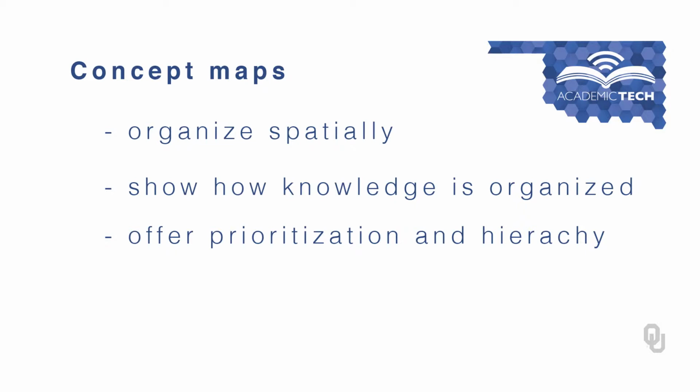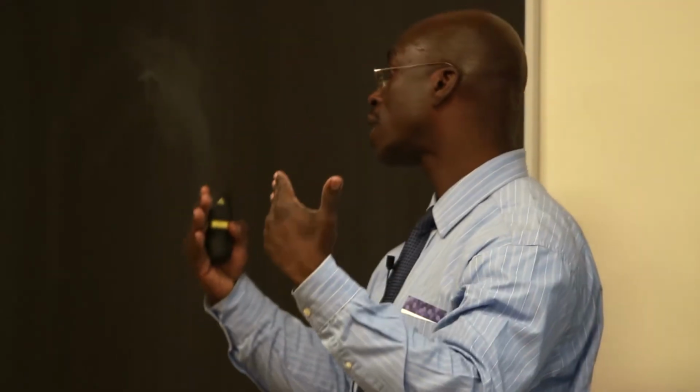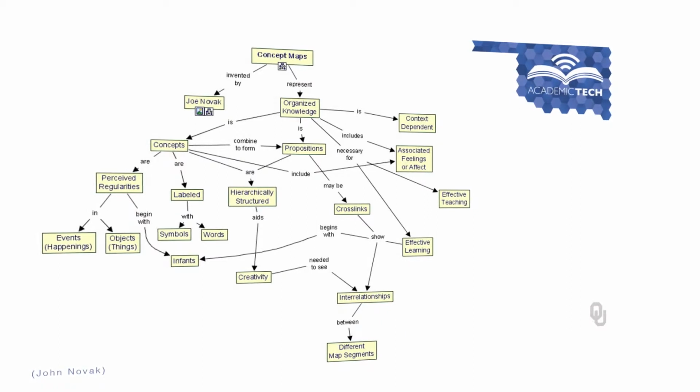So you're describing it as a path through the information as opposed to a depiction of actual relationships between concepts. Right. Concept maps are hierarchical by nature to depict processes. So you begin from the big idea. How is it connected to the other smaller idea?